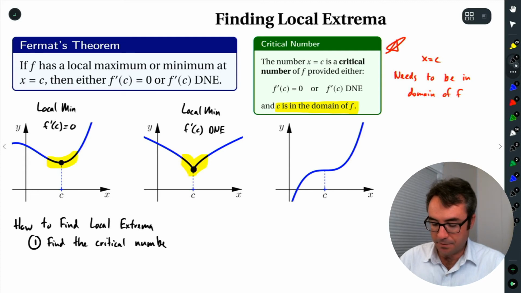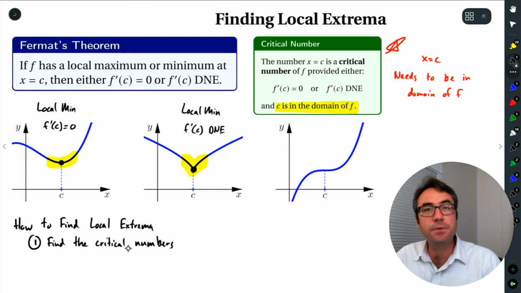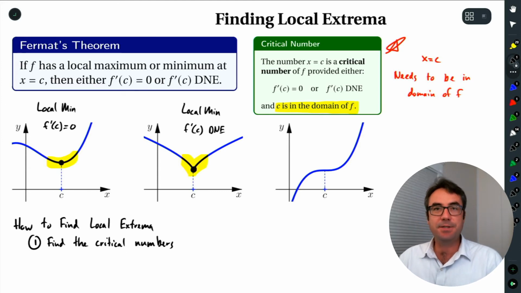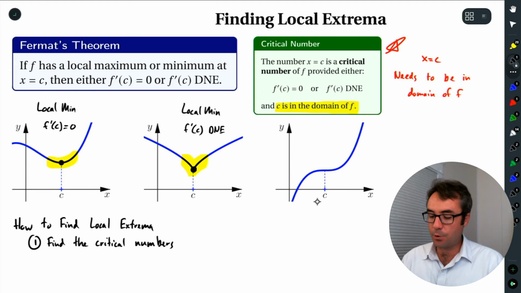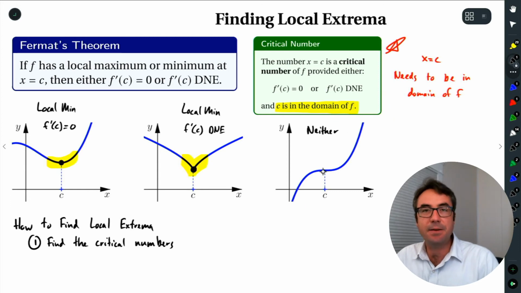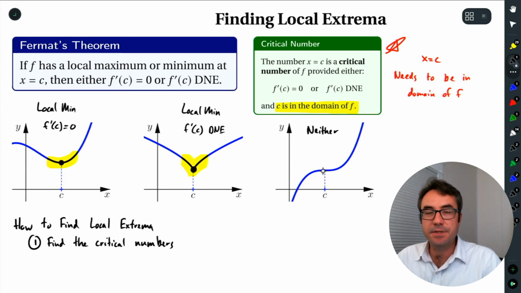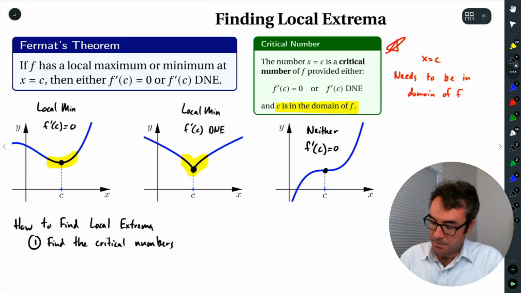Now, that's only the first step. And the reason why it's only the first step is because there are critical numbers that are neither a max nor a min. And that's what we're seeing over here in this third graph. So here, it's not a max, and it's not a min either. But in this example, the derivative is 0. So the graph flattens out. There is a horizontal tangent line.